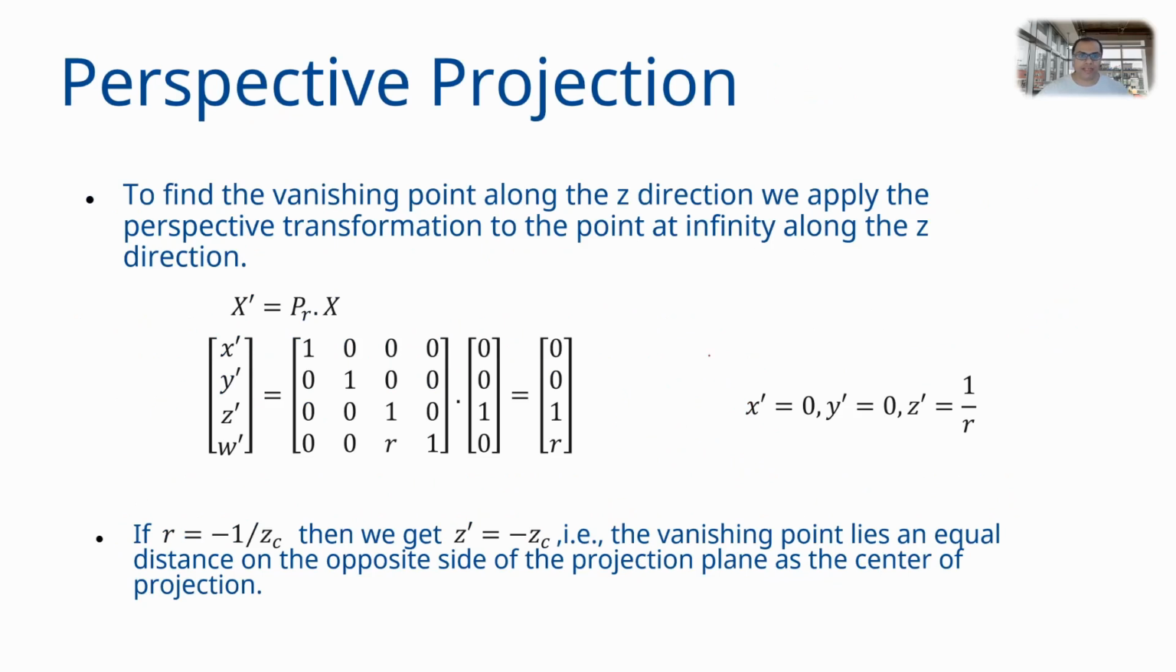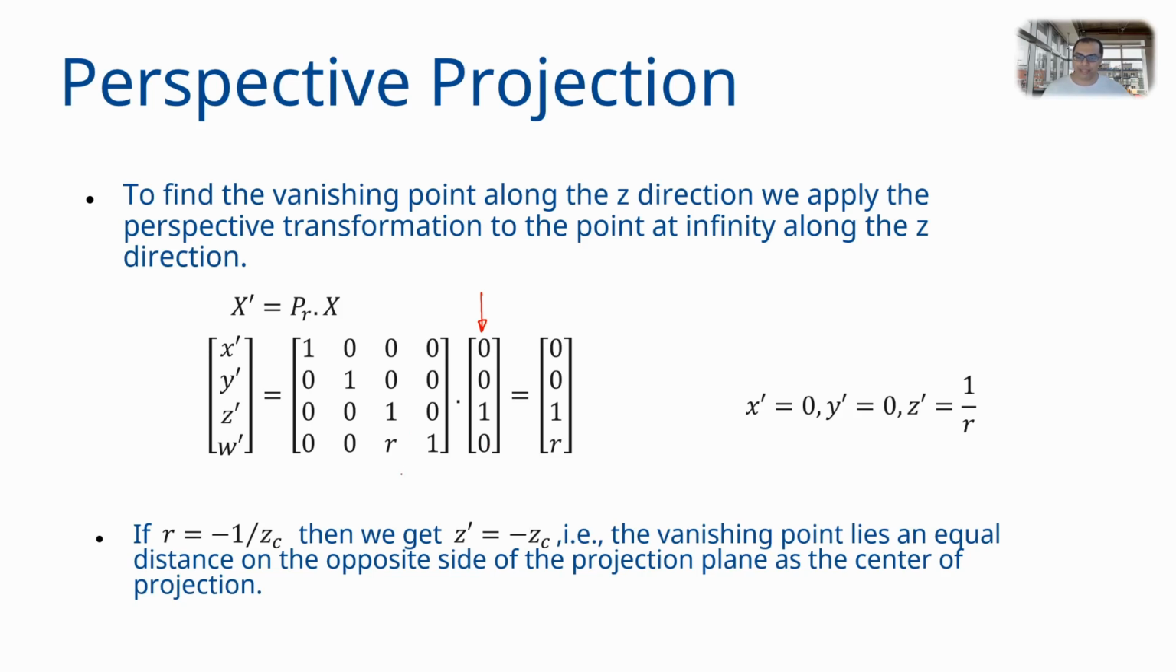So to find the vanishing point along the z direction, we say that the vanishing point in the z direction is the point where lines parallel to the z axis appear to converge, right? So the direction of lines which are parallel to the z axis is the same as the direction of the z axis. That direction can be represented in homogeneous coordinates as 0, 0, 1, 0. Okay, so this is the homogeneous representation of the point at infinity in the z direction.